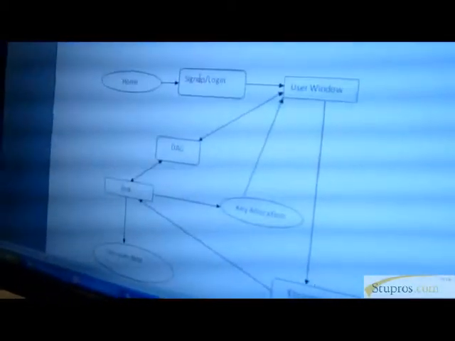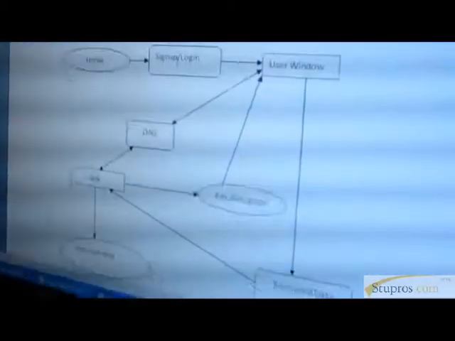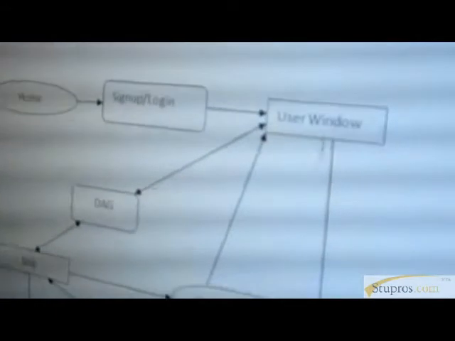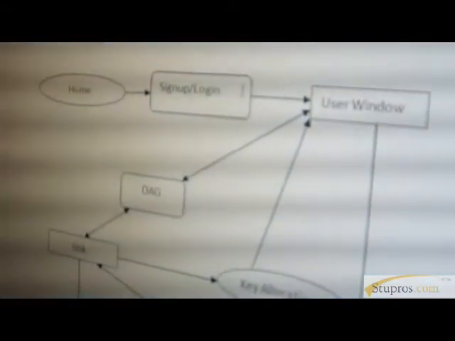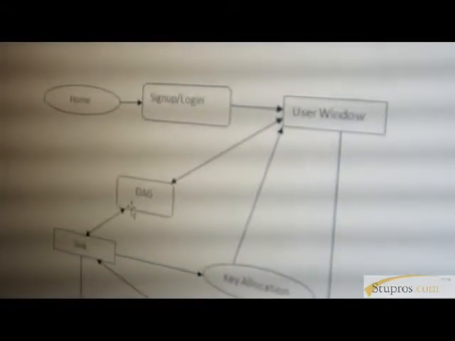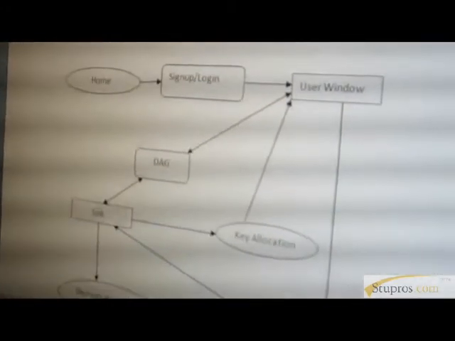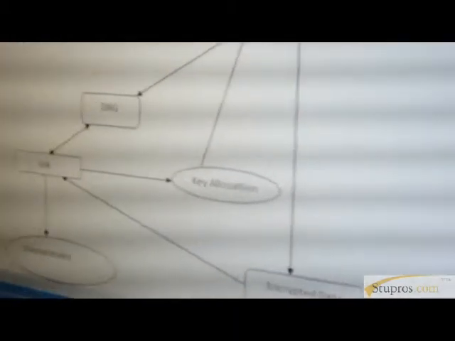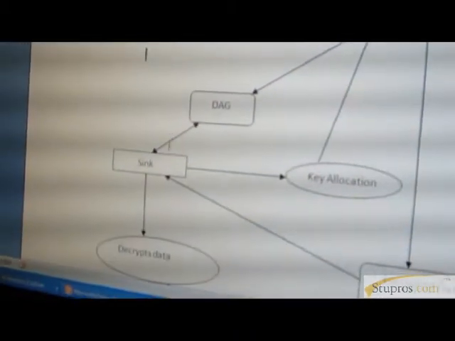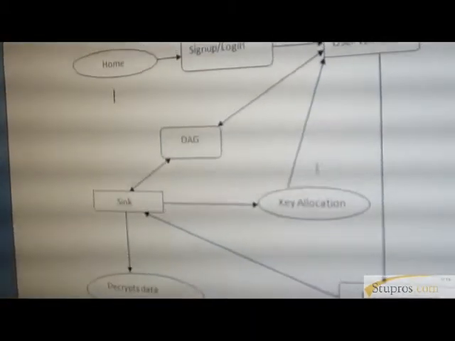Here I am going to explain the architecture diagram of the packet dropper. We are using it for authentication purposes. We are using sign up for the normal user and the sink. So when the user signs in, we are using one DAG. Using the DAG, the data flow is allocated to the sink. When the user is connected to the sink, the sink will provide one key. Key allocation will be happening.